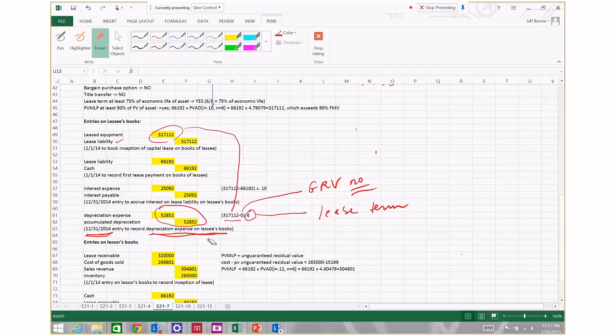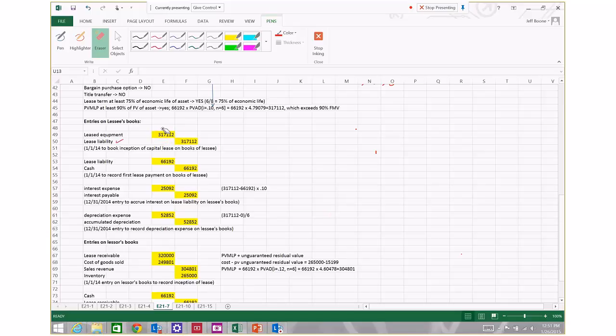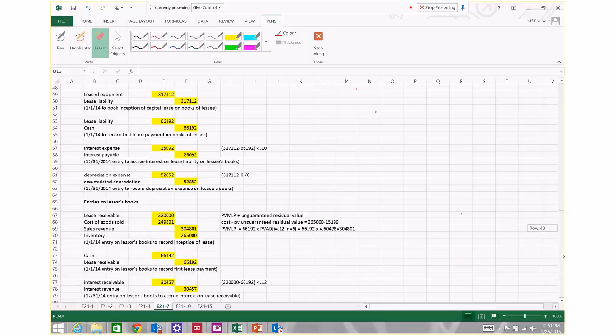Okay, those are all the entries in the accounting records of the lessee. The next part of the problem asks us to prepare the journal entry in the accounting records of the lessor. And so here is the entry that we're going to make in the lessor's accounting records on the date that we entered into the lease, January 1st, 2014.